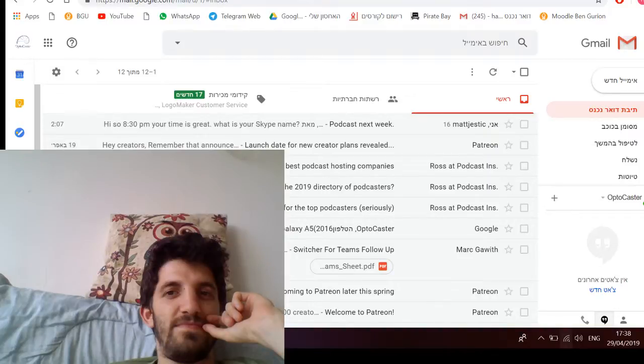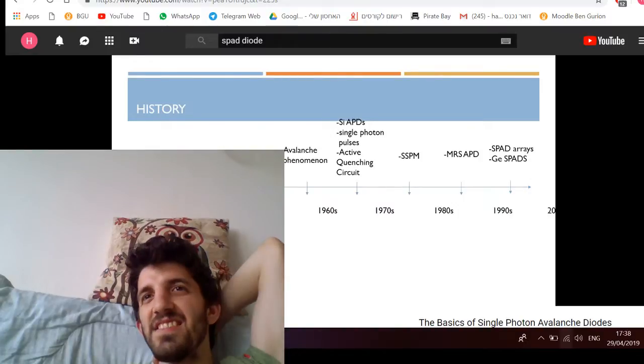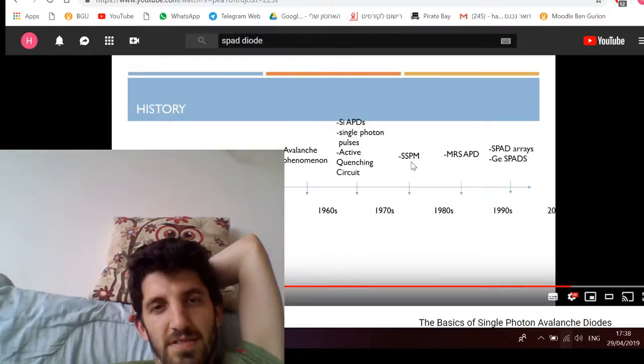By 1936, they were high-performing and produced industrially. During the 1960s, the avalanche phenomenon in PN junctions was discovered.